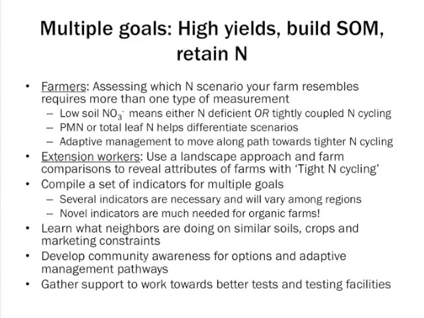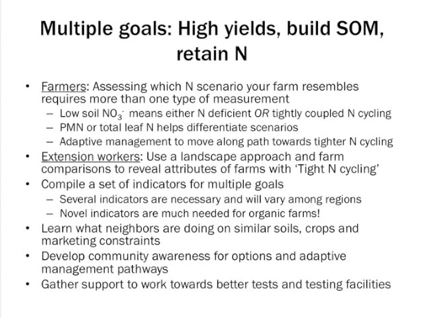We also want to address this for extension workers. How might this type of approach be useful to you? Well, our study showed that working with a number of different farms and farmers was able to show attributes that were consistent with this scenario of tight nitrogen cycling, just because we had way more possibilities than occurs on a research station trial.